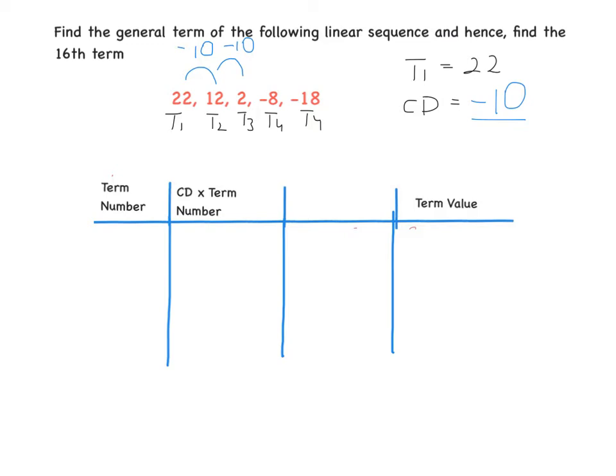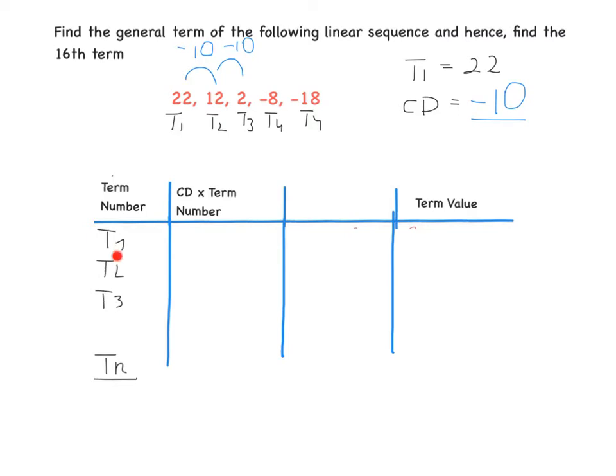Okay, so let's start our table. The first thing we need to do is fill in the first column. So term number. So T1, T2, T3, and then we need to find Tn, okay? If we can create the rule for Tn, we will be able to find any term we wish. It can be T16, T25, T50, and so on, okay?